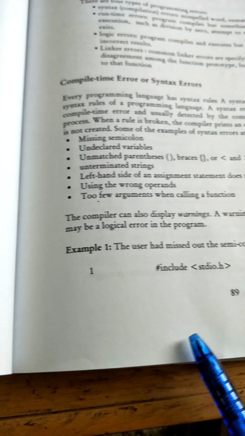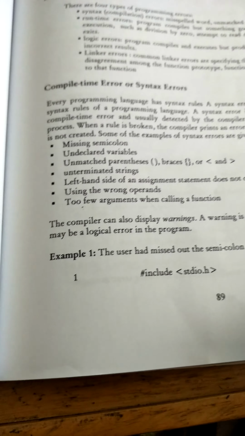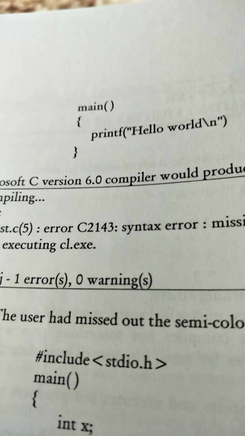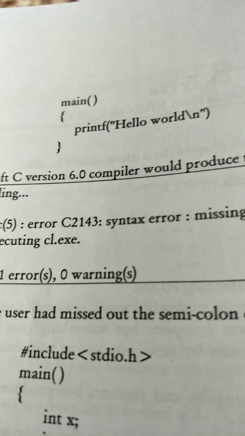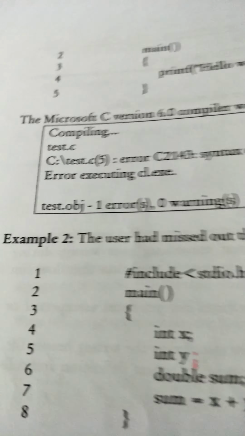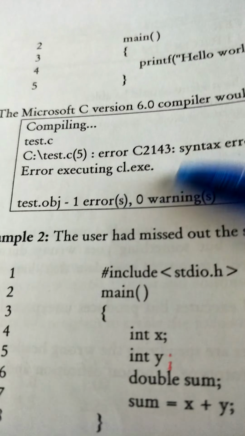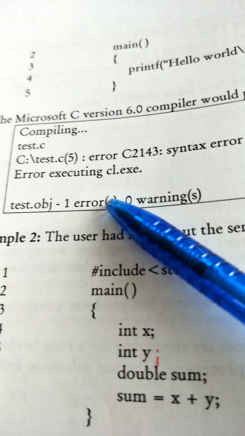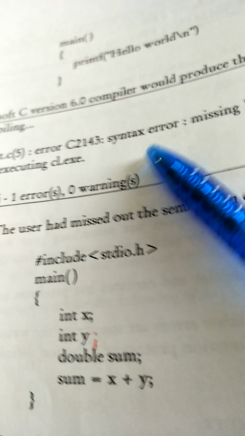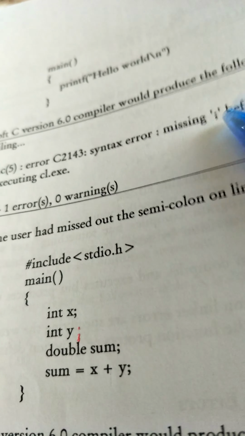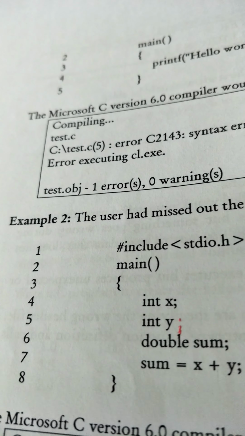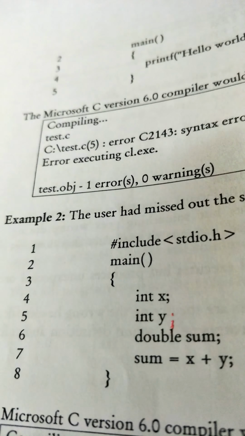For example, in this case, the user had missed out the semicolon in this program. We forgot the semicolon. You know this error because I believe you have compiled many programs. When you compile those programs, it should look like this. We have one error, and what the error is saying here is missing that. It should also give a line number where to look.